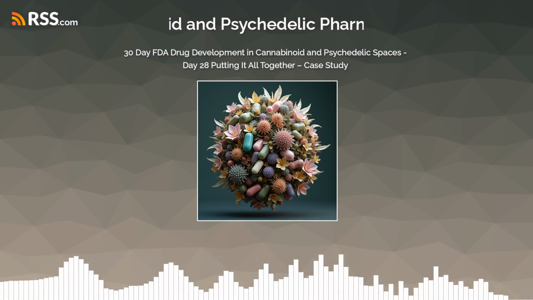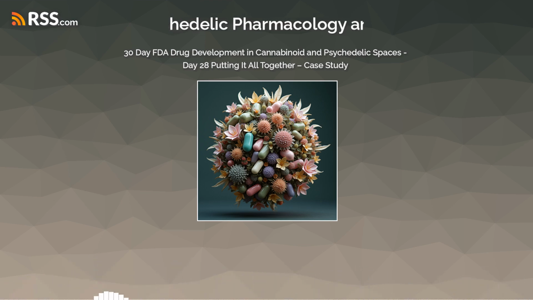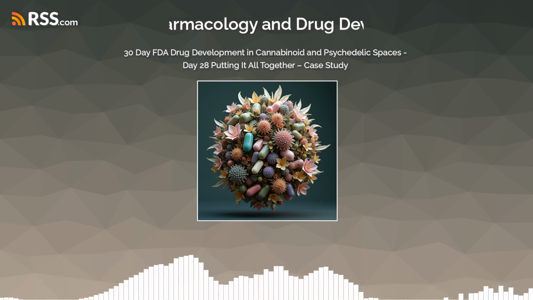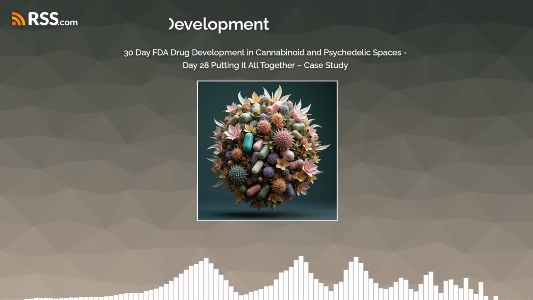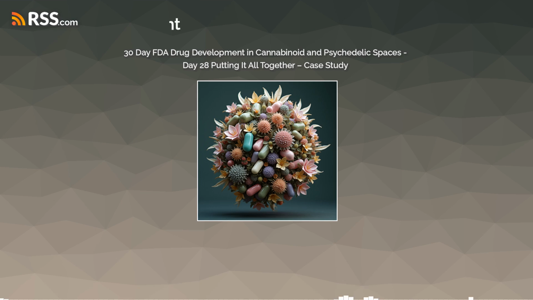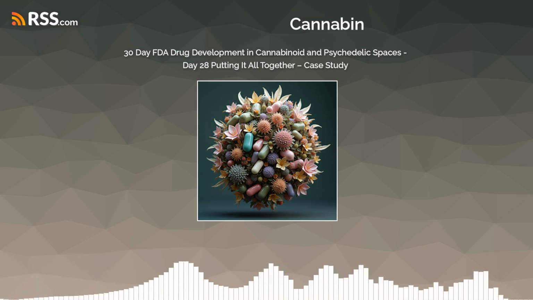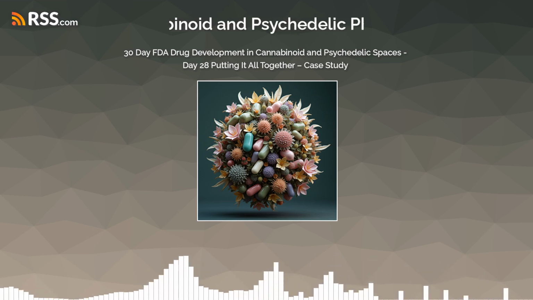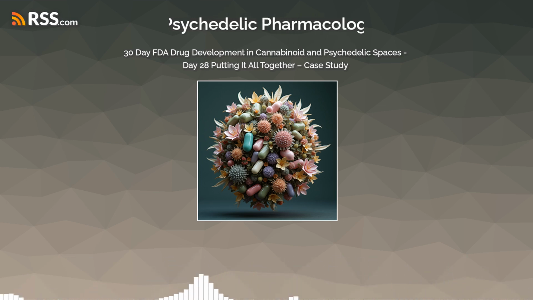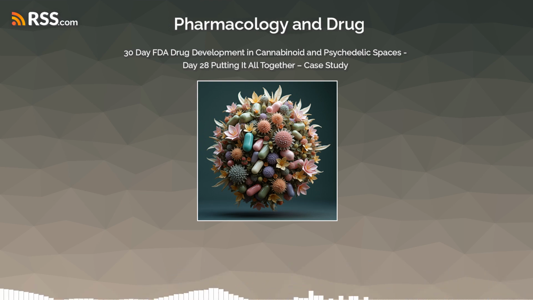Exactly. We need to show that our methods can reliably detect and quantify even tiny amounts of those potentially harmful impurities. Method validation is a critical step in building that solid scientific foundation for our psilocybin product. It's about ensuring that our data is trustworthy and that our product meets the highest quality standards.